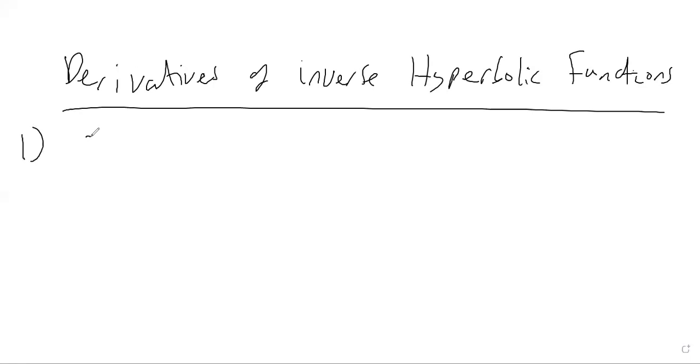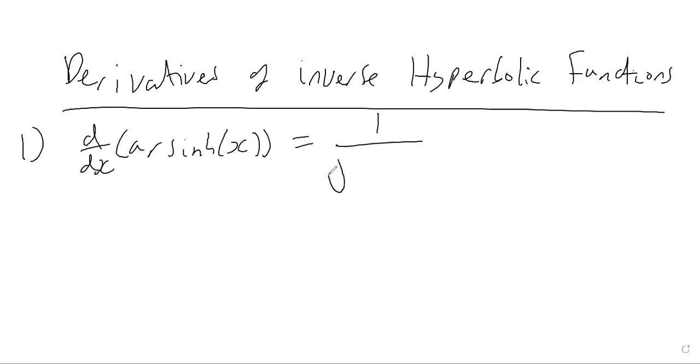So the first one we did was differentiate the ARSINH function. And when we did this, the result we got was 1 over the square root of 1 plus x squared, like so. And this was valid for all real values of x.